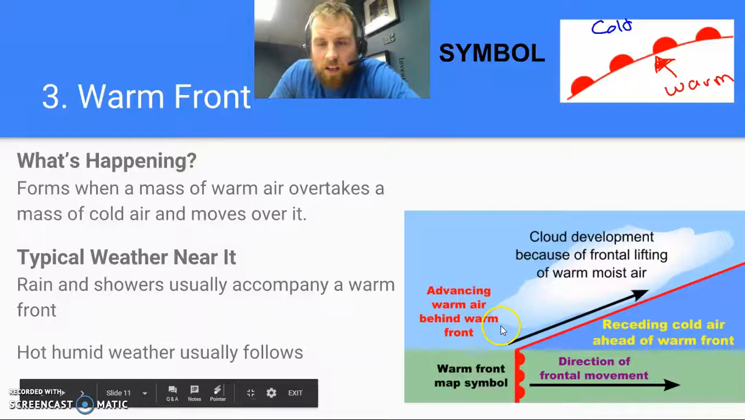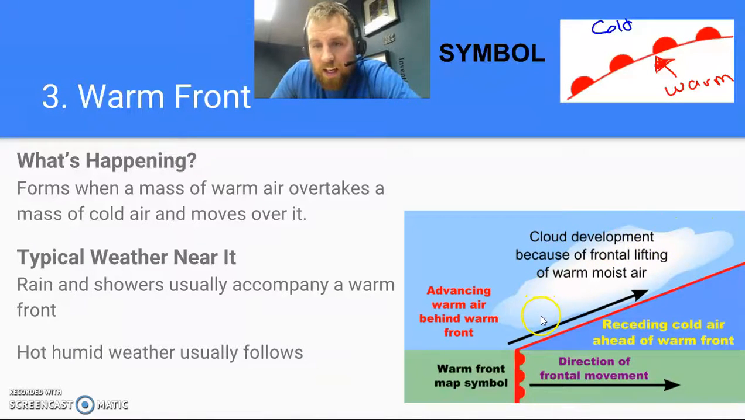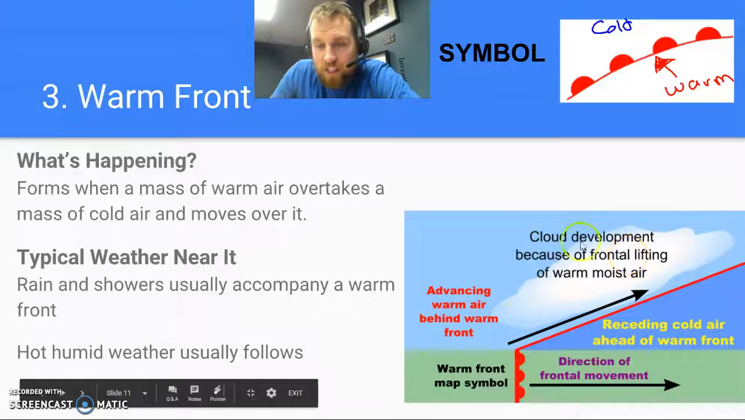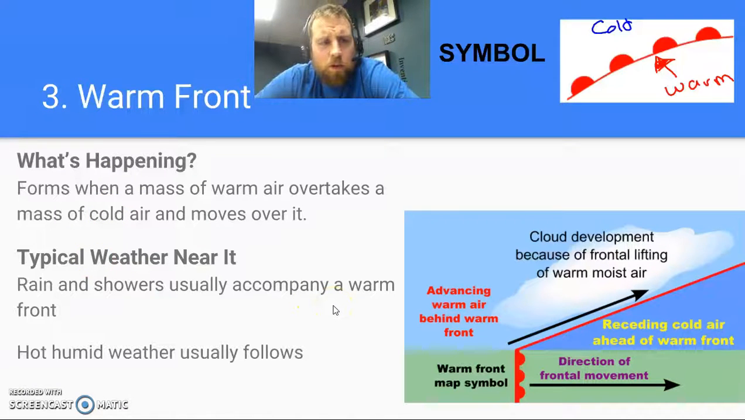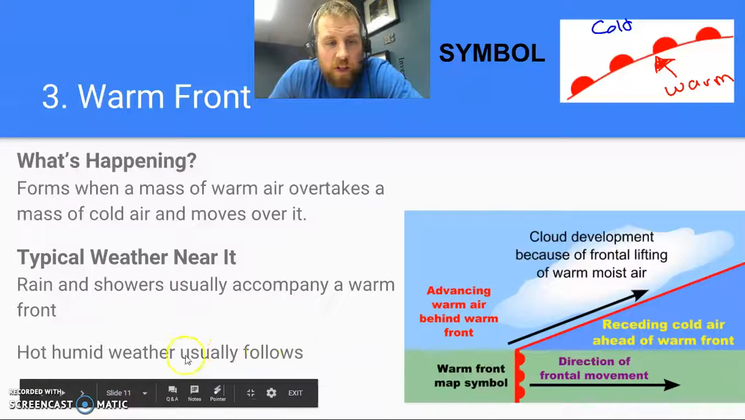So when it interacts with that cold air, it's going to ride up over top of it, and it will actually go on top of the cold air. Again, if there's any moisture in that warm air, it's going to form clouds, it's going to condense, and you'll get some rain. So that's what happens. Warm air overtakes cold air and goes over top. And the weather that we're going to get at this type of front will be rainy and followed by some warm air, and you usually get hot, humid weather that follows.